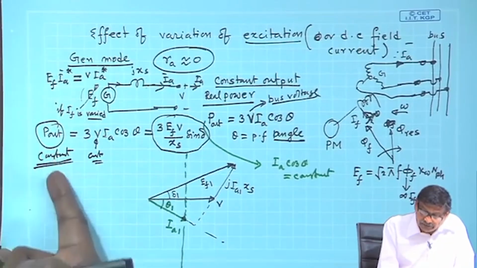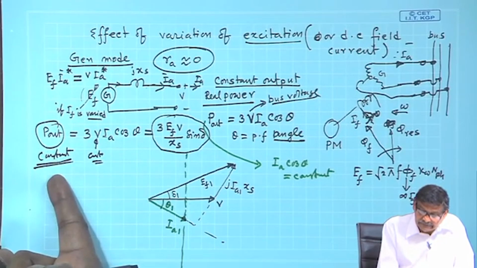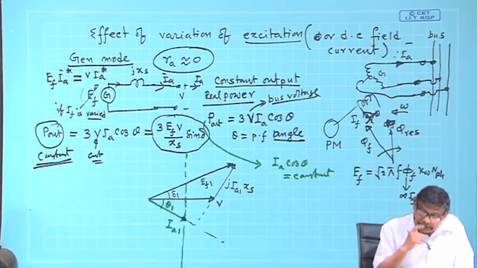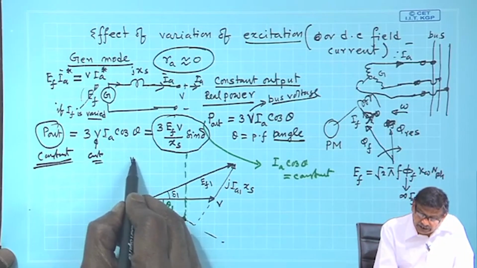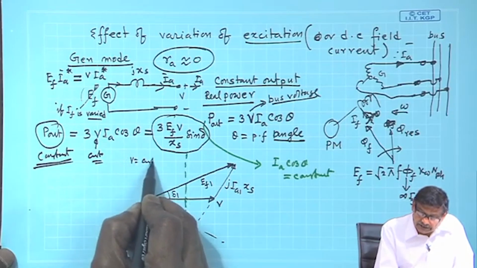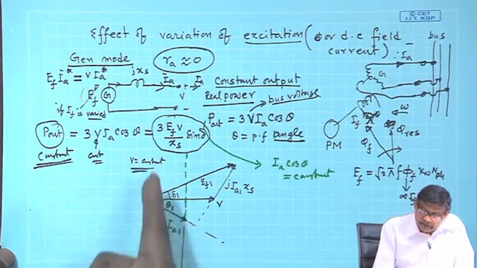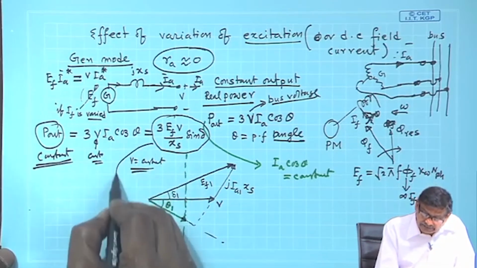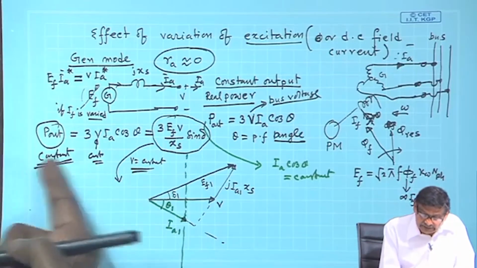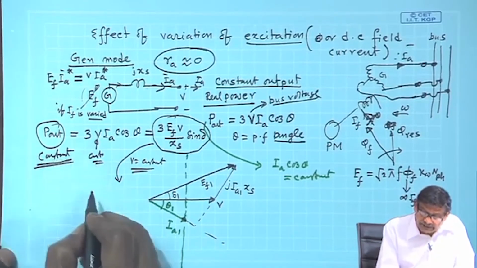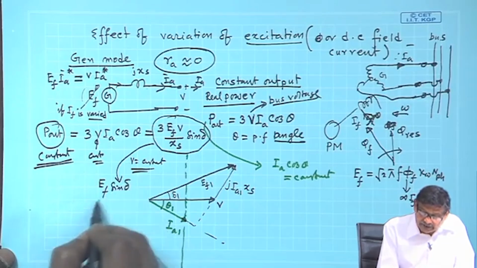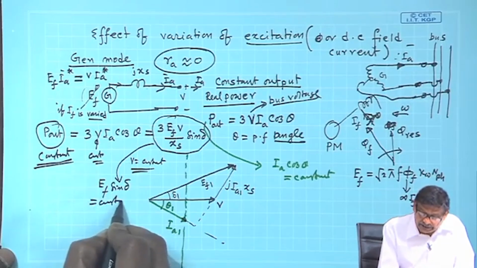This power constant, what does it imply in this equation? It implies that V is already constant, the bus voltage, and X s is constant. So, I will say under this condition, power is constant, E f sin delta also has to be constant.